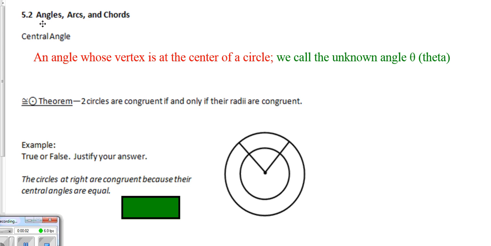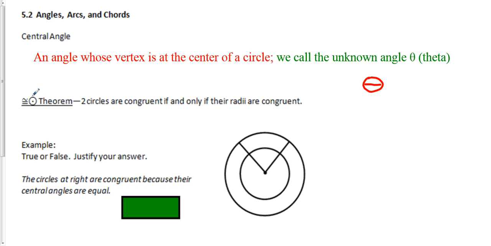All right, lesson 5.2 is all about angles, arcs, and chords. So first off, a central angle is an angle whose vertex is at the center of a circle. We call the unknown angle theta. We just use the Greek letter theta. You can always draw it as a circle and just put a line across it. If you ever see a question that says find theta, they're asking find the measure of this angle.